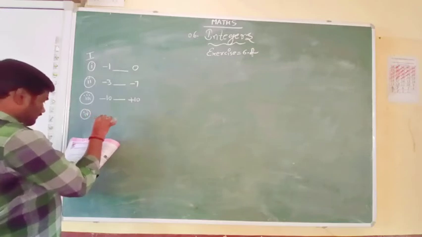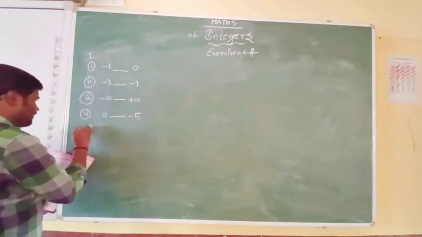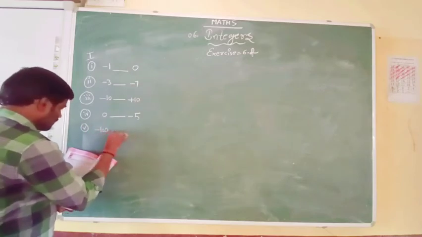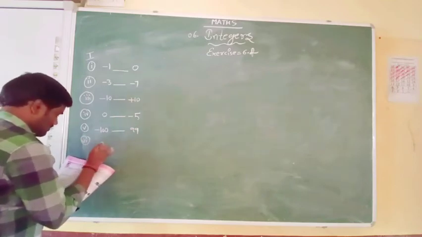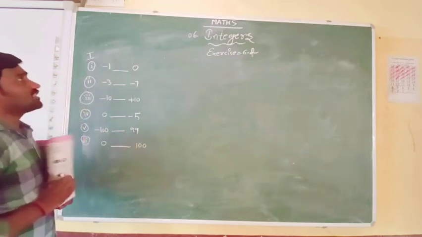Fourth one, 0 dash -5. Fifth one, -100 dash 99. Sixth one, 0 dash 100. We have to put a less than or greater than symbol.